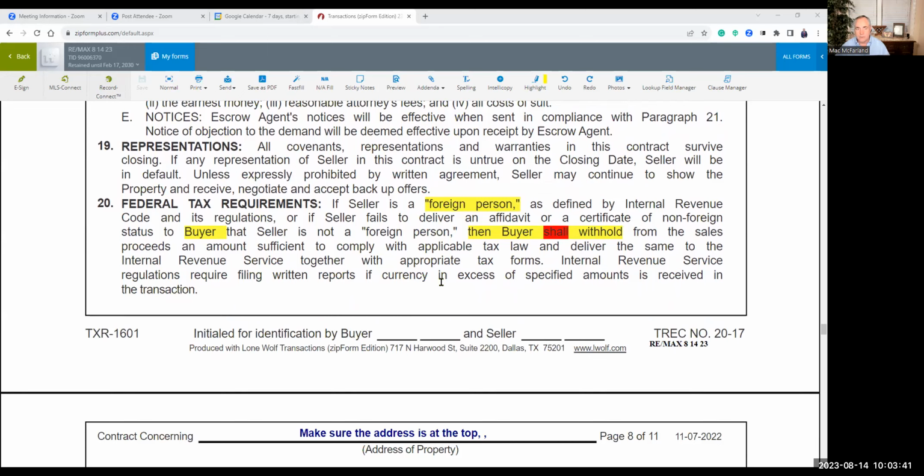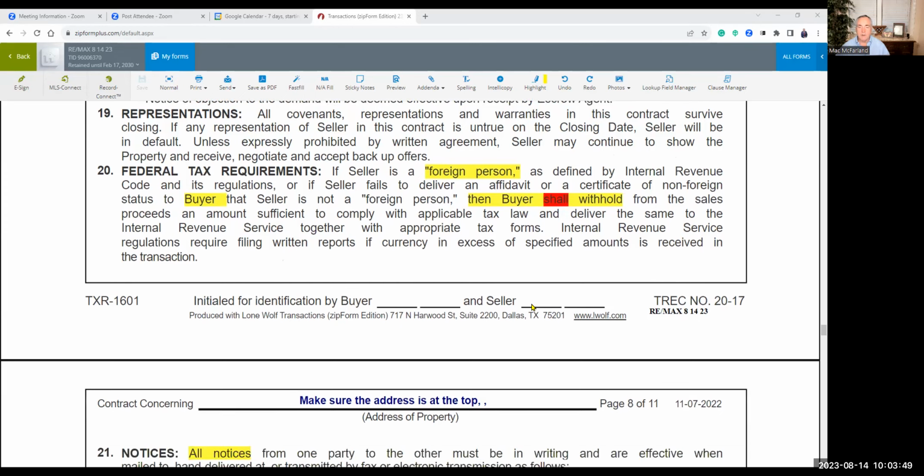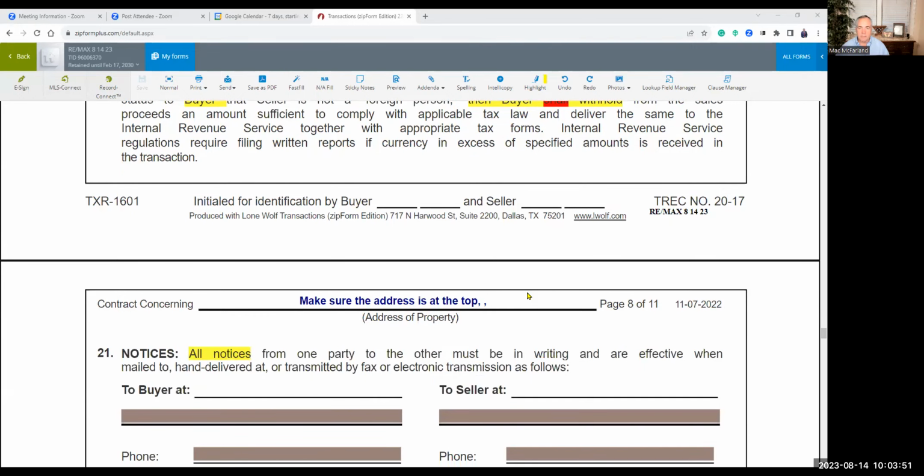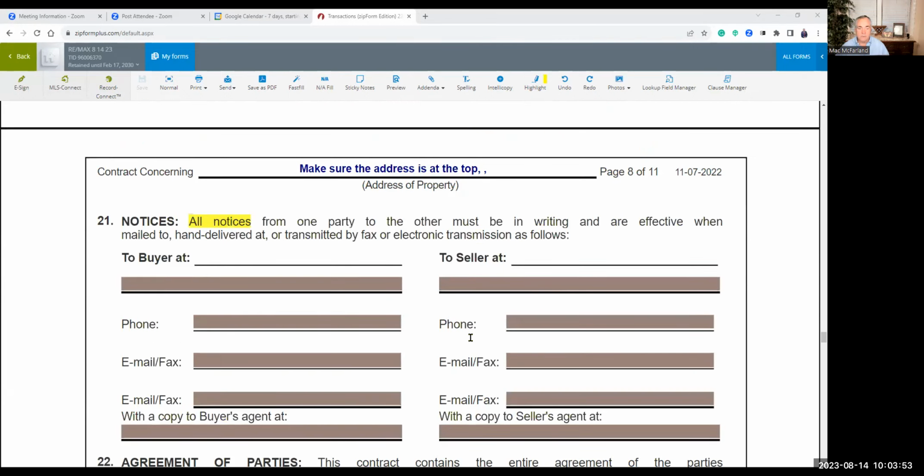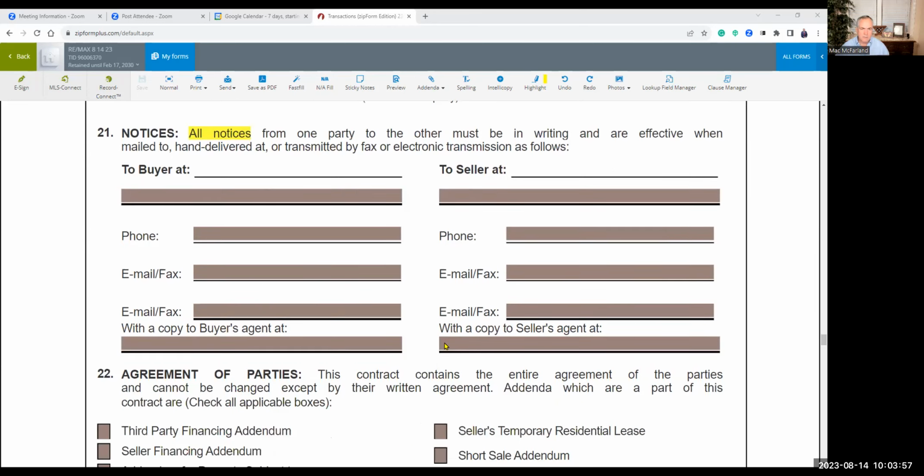All right, federal taxes, we've all talked about this. If you're not familiar with it, read paragraph 20. The buyer shall withhold. The buyer is responsible for making sure this happens. And if you're representing the buyer, you could have some responsibility in it as well, as what Texas Realtors has said. If you're a listing agent and it doesn't happen, you could end up with a responsibility.